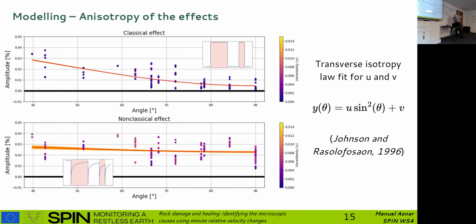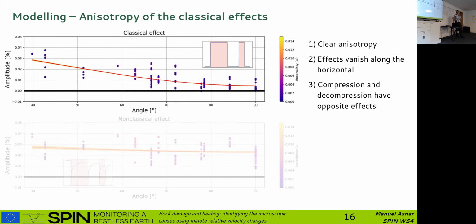And so if we look into that in a little bit more detail, looking at only the classical effect first, we see that there's a pretty clear anisotropy of the effects. Second, we see that we have effects that almost vanish along the horizontal, which again matches what we've seen in the dV over V measurements, where you have those transients going back to pretty much their origin point before the perturbation.